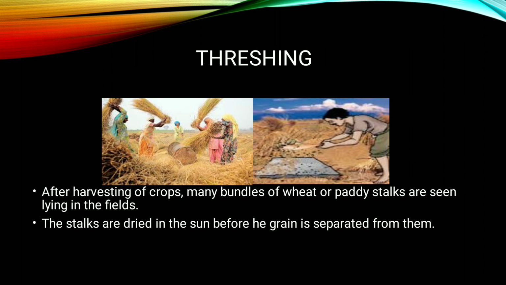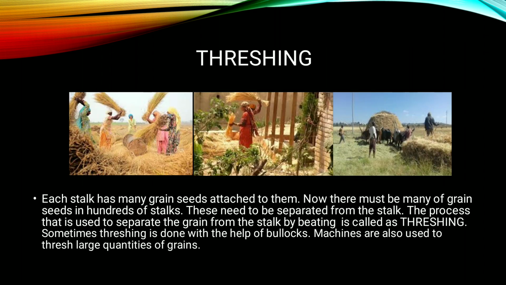Threshing. After the harvesting of crops, many bundles of wheat or paddy stalks are seen lying in the fields. The stalks are dried in the sun before the grain is separated from the stalks, by threshing. Each stalk has many grains.